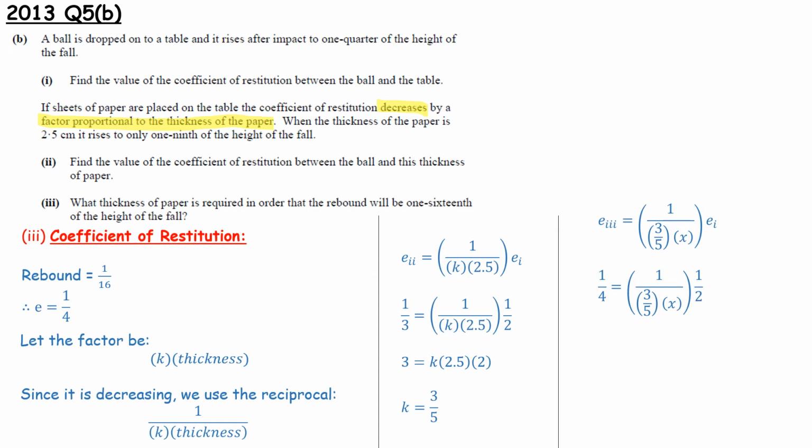Just like the previous part, we're going to use the reciprocals to help us, so we're going to flip it. And when we flip it, we get 4 is equal to 3/5 times x times 2. And when we work that out, I think we get x is equal to 20 over 6, which simplifies down to 10 over 3 centimeters.